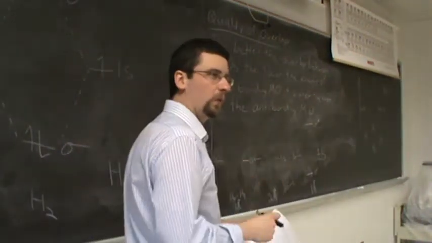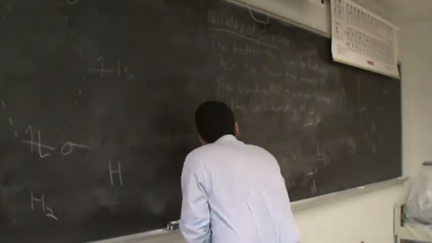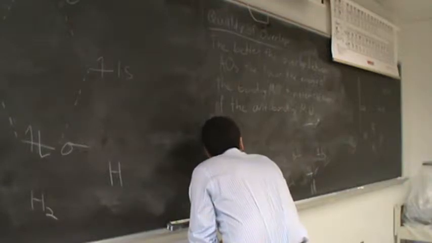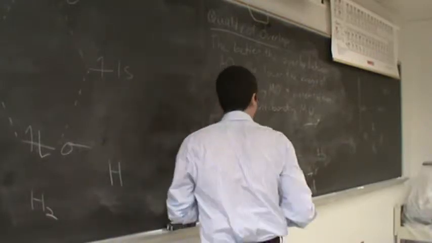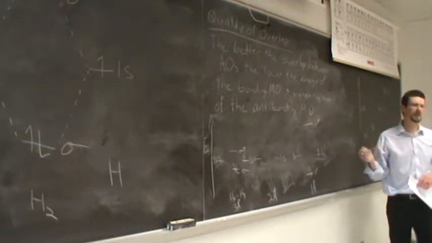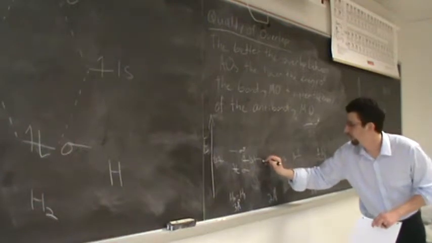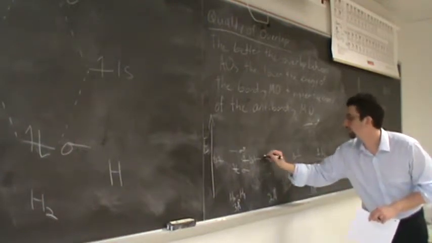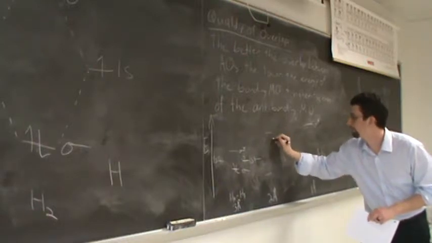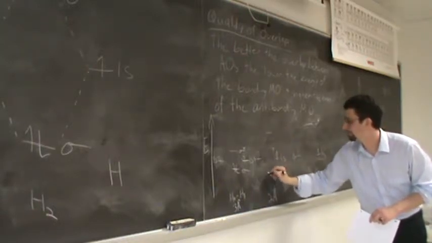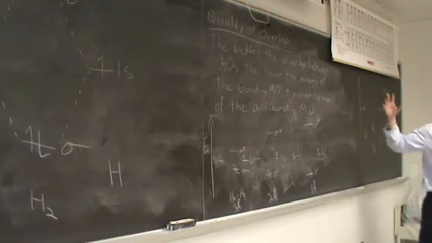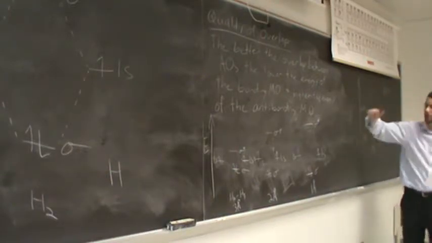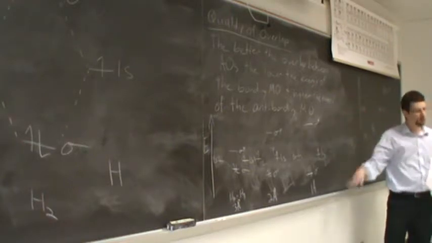Which one is going to have the worst quality of overlap? Yep, 3 angstroms. That one, you're not going to have a ton of splitting between these orbitals or a ton of overlap. Sigma, sigma star. And then the one at 2 angstroms, it's going to be kind of intermediate, right? So we got to get somewhere in between. Sigma, sigma star. So as you squish your atomic orbitals closer, the antibonding is going to raise in energy, the bonding is going to lower in energy.